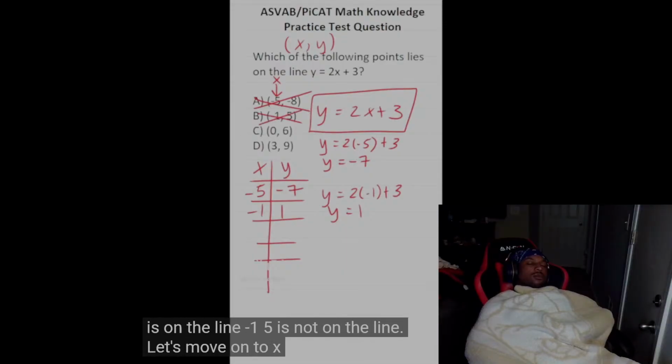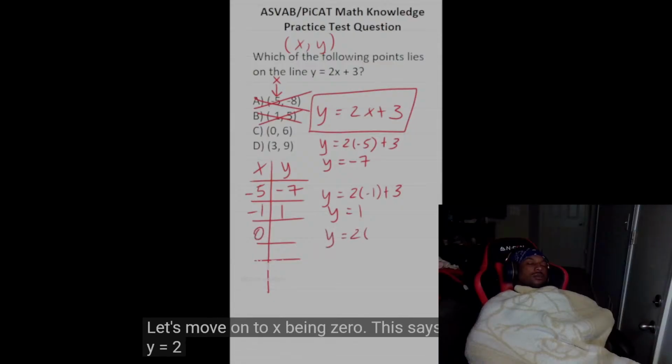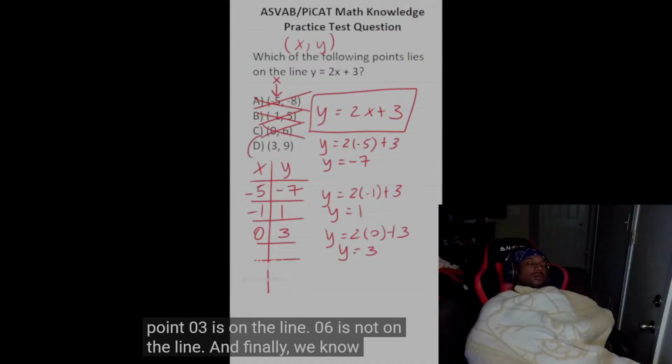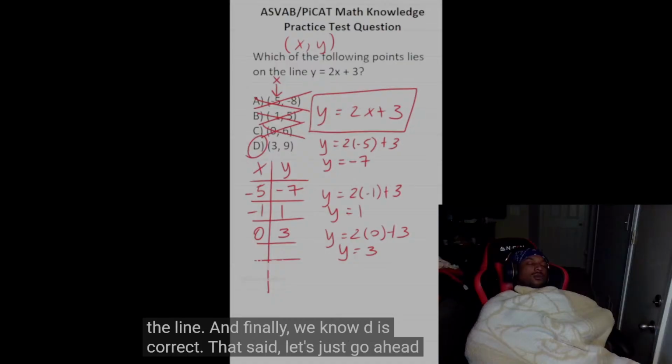Let's move on to x being 0. This says y equals 2 times 0 plus 3. This is y equals 3. So the point 0, 3 is on the line. 0, 6 is not on the line. And finally, we know D is correct. That said, let's just go ahead and work it out.